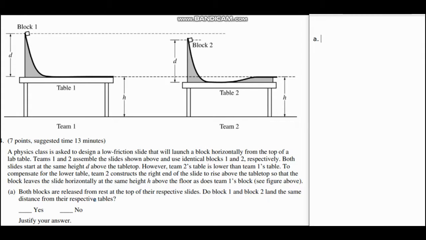Well, the answer to that would be no, because block 1 has a greater potential energy than block 2, because it's higher up, because table 1 is higher than table 2, and the slides are the same height. So because it has more potential energy, it would have more energy. The kinetic energy at the end of the table would be greater than block 2, so it would travel a farther distance. So now we just have to write that into a paragraph.